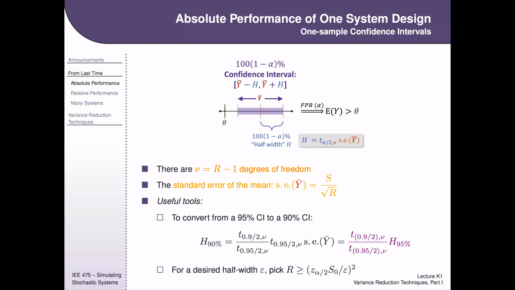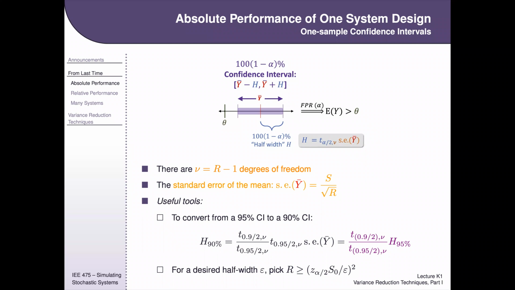Now, when you calculate these confidence intervals, what we're moving toward from absolute performance estimation is relative performance estimation, where we're not just saying, do I beat 5 minutes? We're saying, does this system beat this system? But we're going to use the same confidence interval framework there. The only thing that's going to change as we move from absolute to relative is how we calculate the degrees of freedom in the critical t value, and how we calculate the standard error of the mean.